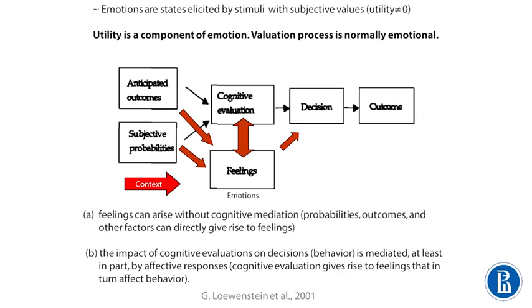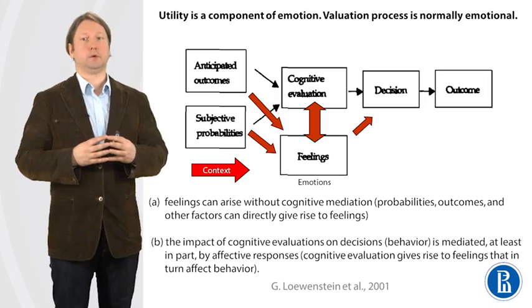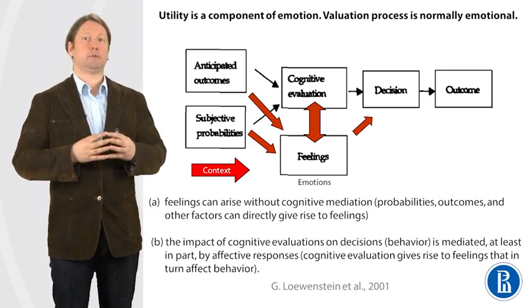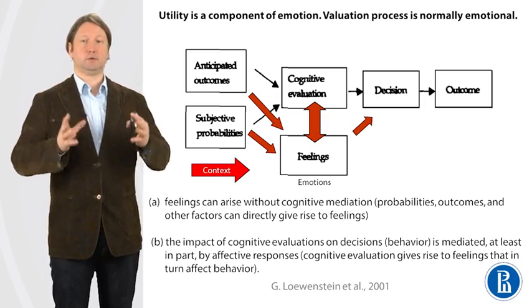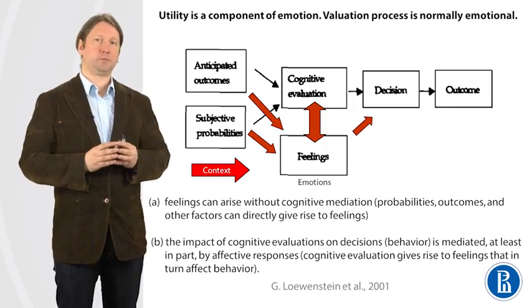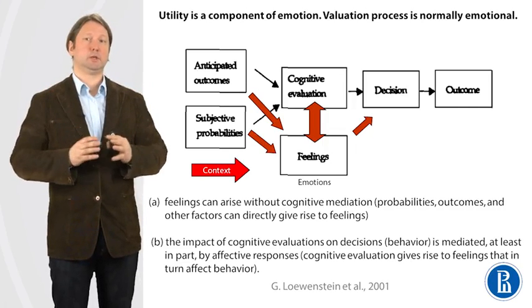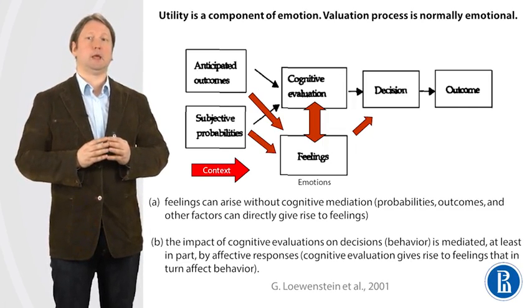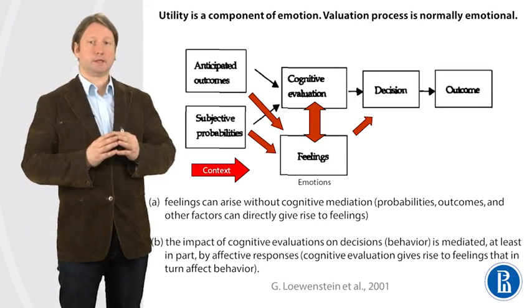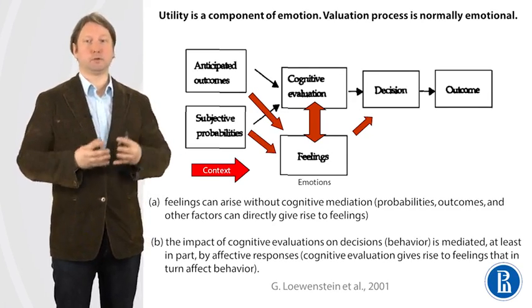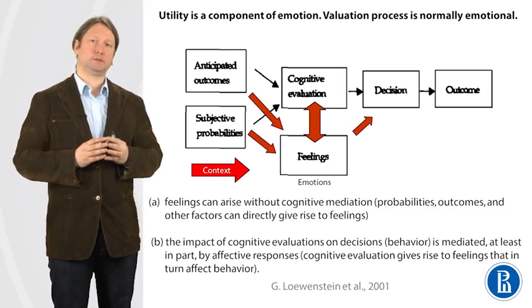So we know now that emotions can be triggered by the processes underlying calculations of the anticipated outcomes. We also know that estimations of probabilities can directly trigger emotions. So actually, neuroeconomics studies show that both processes, the calculation of the anticipated outcomes and the estimation of the probabilities of the outcomes, take place in fundamentally emotional brain areas.